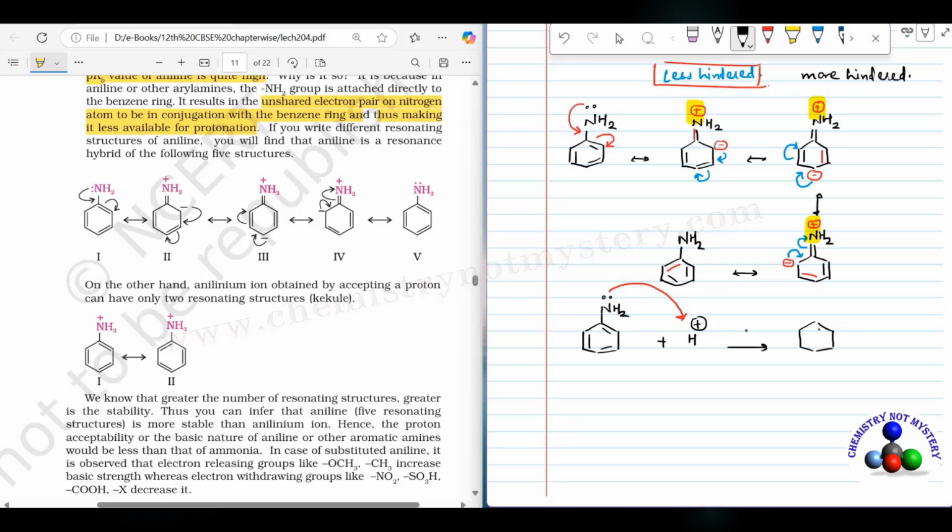So this is benzene. After donating a pair of electrons to the proton, nitrogen will develop a positive charge and here you will get NH3 positive. This was aniline. So it becomes anilinium ion.